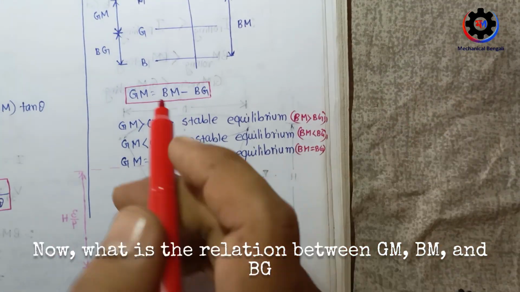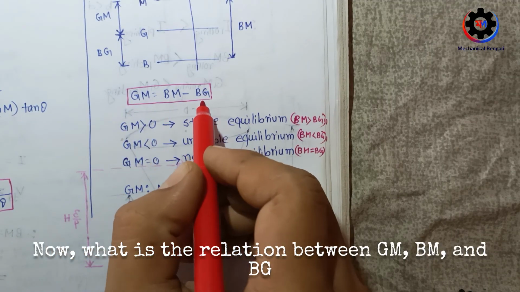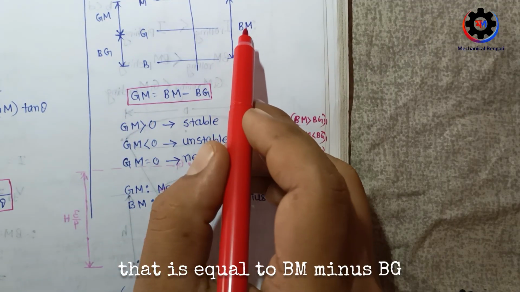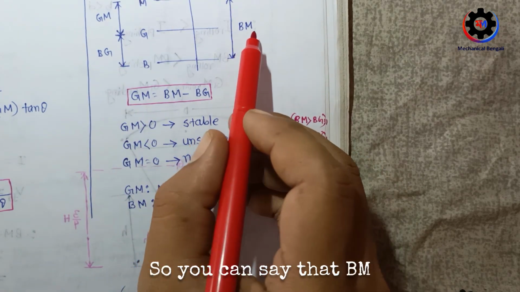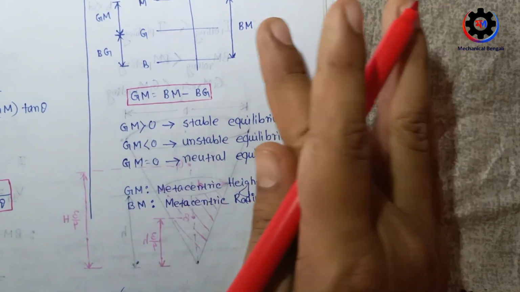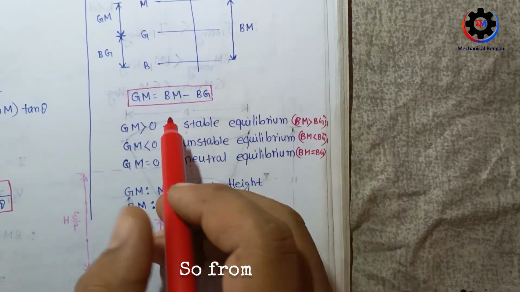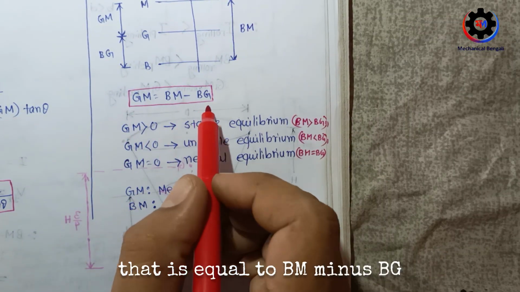Now what is the relation between GM, BM and BG? This height GM is equal to BM minus BG. So you can say that BM is equal to GM plus BG. The total height is equal to this height plus this height. So from here, GM is equal to BM minus BG.